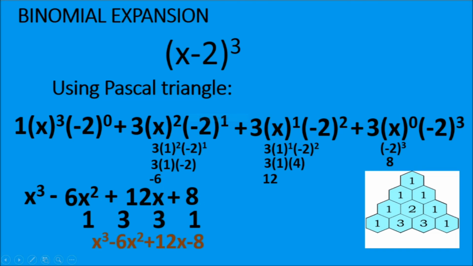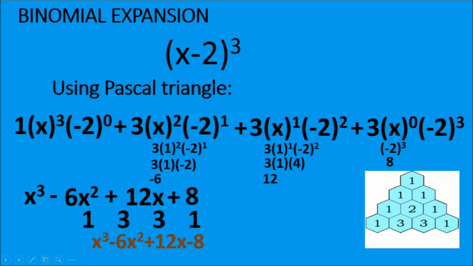We come up with the polynomial 1 times x cubed times negative 2 raised to 0, plus 3 times x squared times negative 2 raised to 1, plus 3 times x raised to 1 times negative 2 raised to 2, plus 3 times x raised to 0 times negative 2 raised to 3.